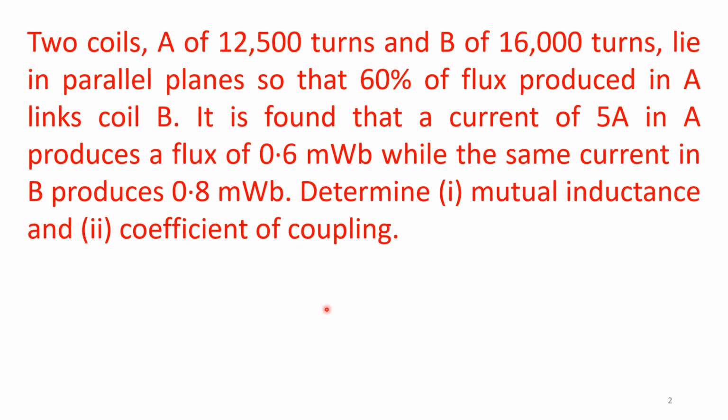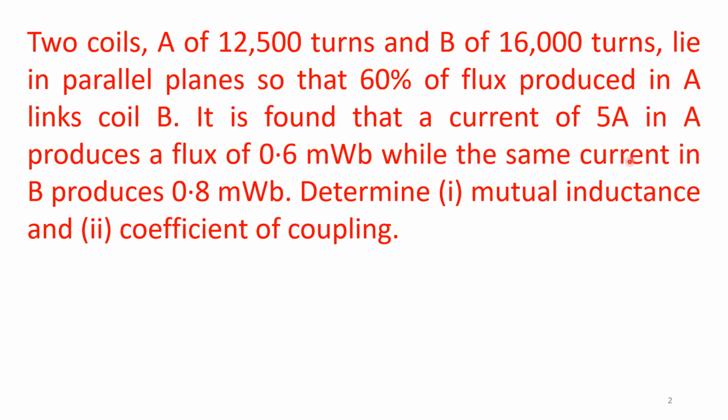From the given data, they have given N1, N2, that is NA, the number of turns in coil A, and NB, the number of turns in coil B, and the percentage of flux produced in coil A, that is K times phi A, which we have to take. Due to that, it links with coil B, and the current is the same.